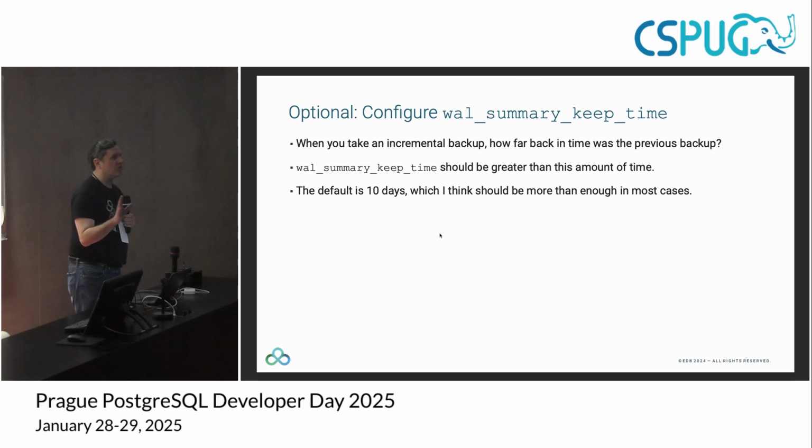You could also lower this parameter, but it doesn't buy you very much, because the WAL summary files, as we'll discuss a little bit more later, are actually quite small, so you don't save much by reducing this.